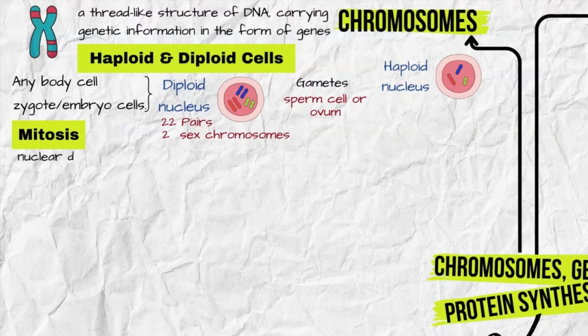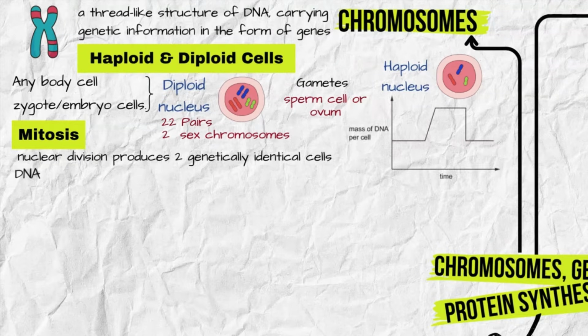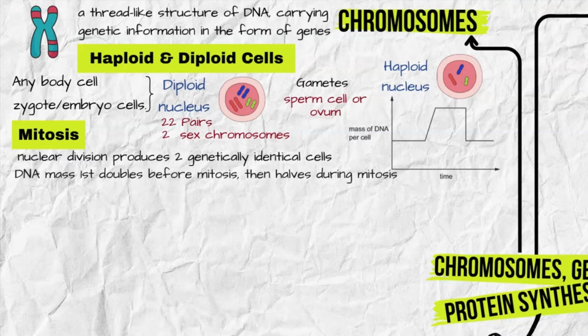Second, mitosis. Number 1. Mitosis is nuclear division that produces 2 genetically identical cells, important for growth and repair. Number 2. You must know what happens to the mass of DNA in a nucleus during mitosis. DNA mass first doubles before mitosis, then halves during mitosis, to ensure each daughter cell receives a full set.